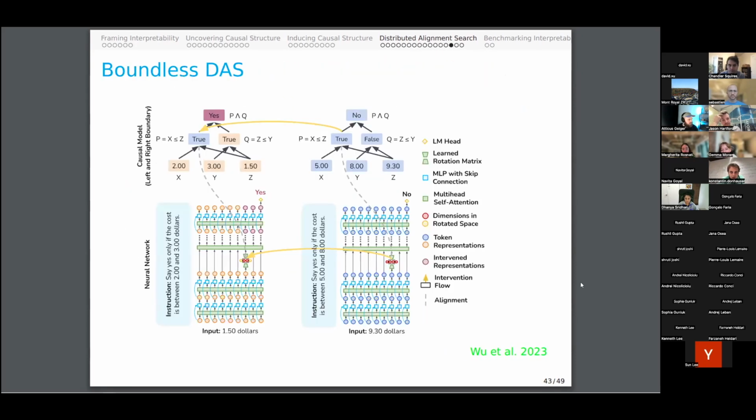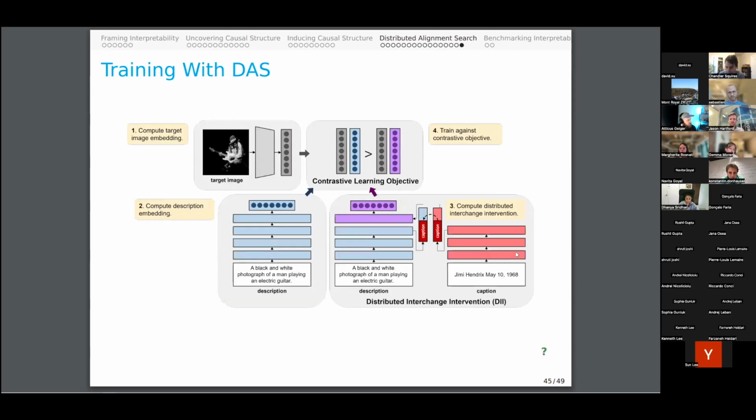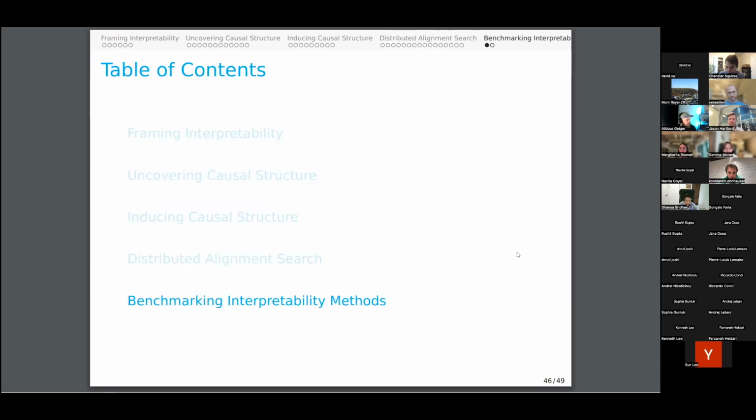Is there anything else interesting in this? Boundless DAS. So there's a parameterization of DAS. One hyperparameter we had was the size of the linear subspace. We have a relaxation of that hyperparameter where we can learn a sliding scale for how big the linear subspace is, in dimensions, that we want to be targeting. You can also do interchange intervention training with DAS, so just targeting linear subspaces instead.